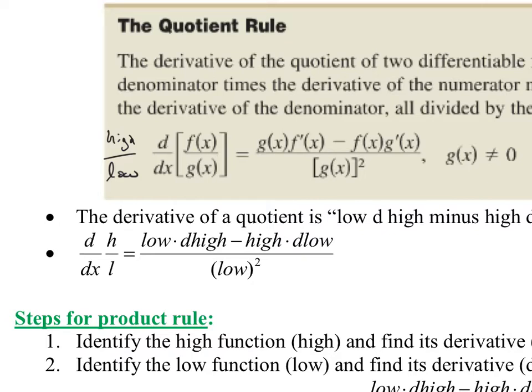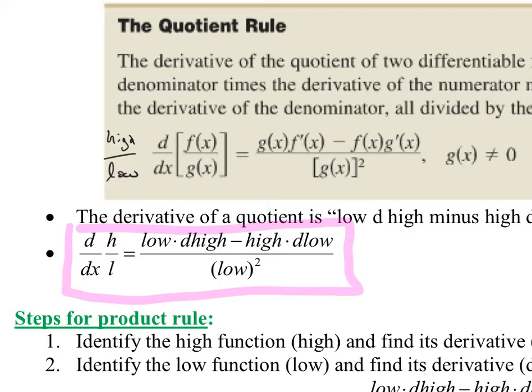So if you look at this, you see g of x times f prime of x minus f of x times g prime of x all over g of x squared. Yes, the quotient rule is not fun at all. So what did my students like to do to try to make it a little bit easier to understand? They remember low d high minus high d low over what's below squared. I'm going to say that one more time. Low d high minus high d low over what's below squared.